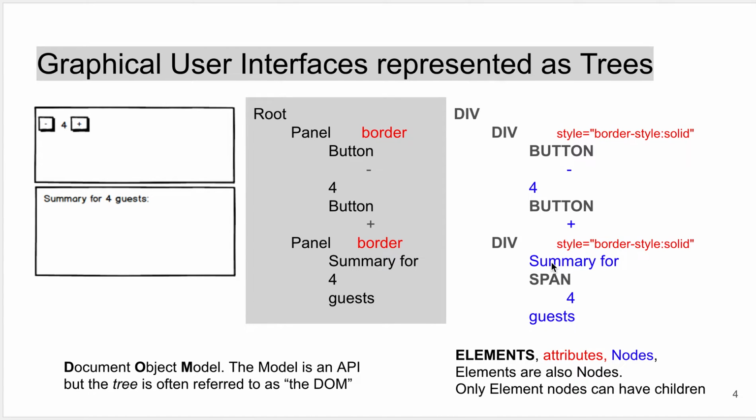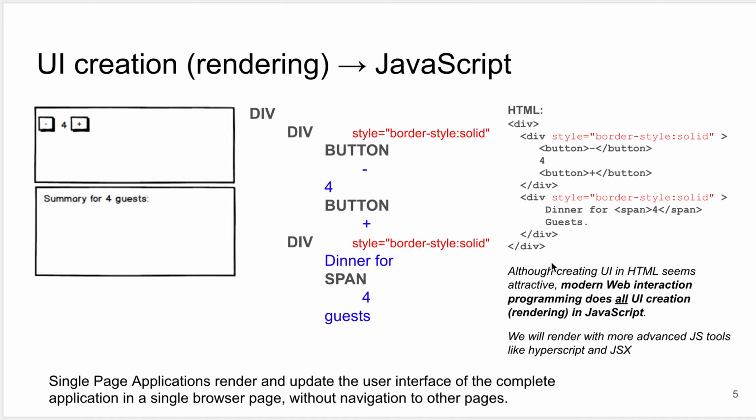The API which lets us manipulate the browser tree is called the Document Object Model, or DOM. There is a one-to-one correspondence between the DOM tree and its associated HTML, but in modern single-page application programming, HTML files are rarely used to describe user interface. Instead, everything is rendered in JavaScript.